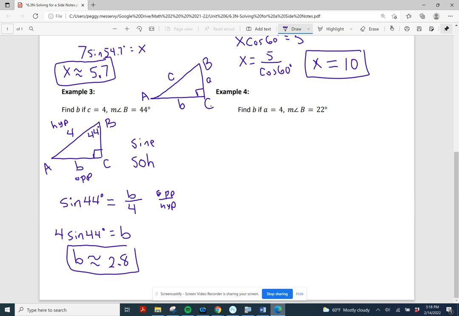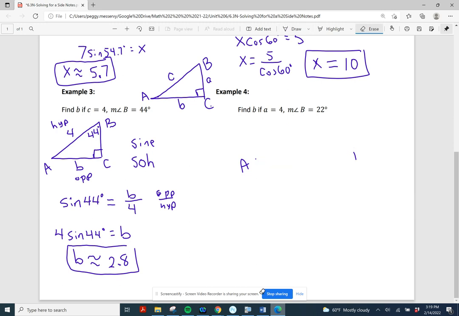Example 4. We're going to find b if a equals 4 and the measure of angle b is 22 degrees. So let's say my triangle was drawn a little differently. Maybe my triangle is drawn like this. And I have a right angle in the corner here. Maybe this is A, this is B. The right angle is over here at C.